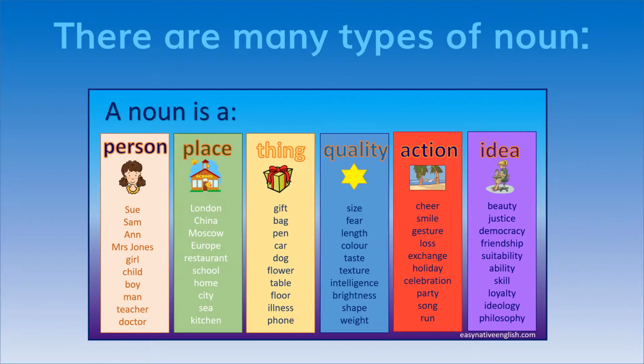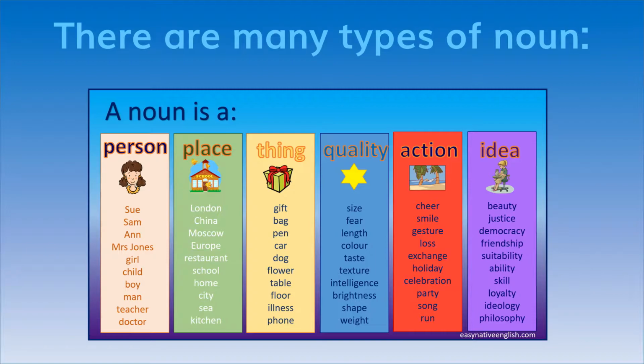There are many types of noun. A noun is a person, place, thing, quality, action, or idea. Let's have a look at some of these. Person. Here we have the name of people or the types of people.